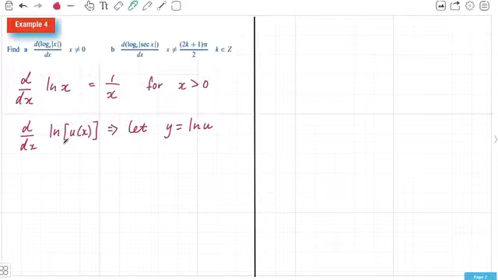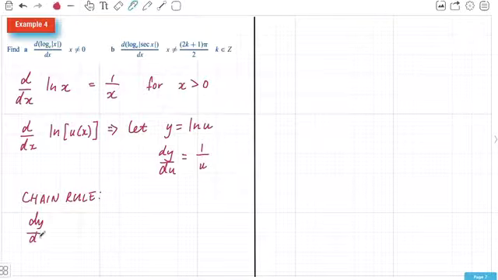So we know that if this is u, we have du dx, and dy du, where we've just got something in here just like an x. The derivative of log u is going to be 1 over u. So by the chain rule, we have dy dx, the derivative of this thing if we let all of this equal y, which is du dx. Now it doesn't matter what this function u is, we just need its derivative, times dy du. And the cool thing is we know what that is, it's 1 over u.